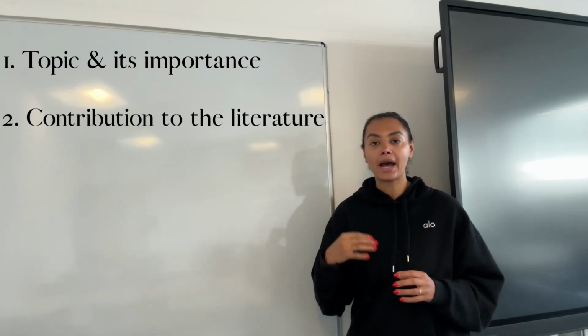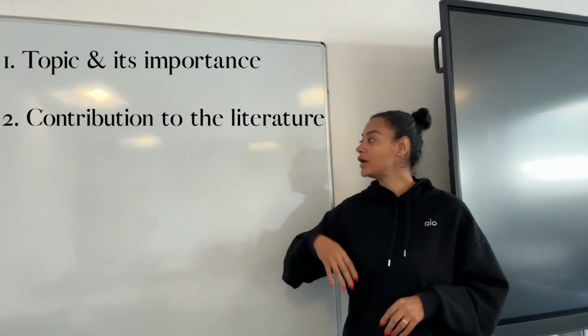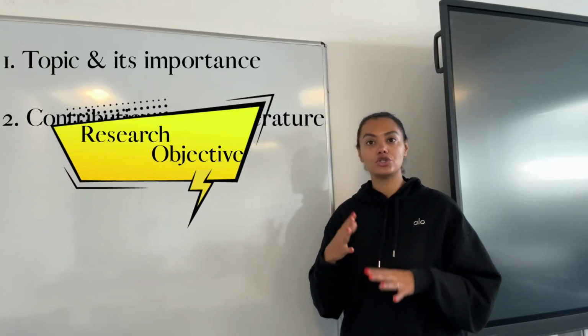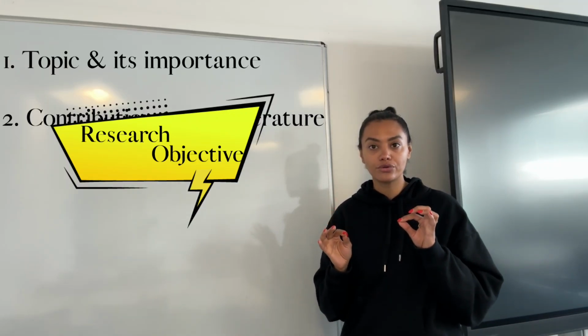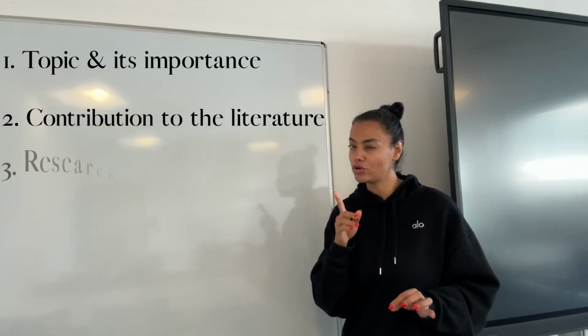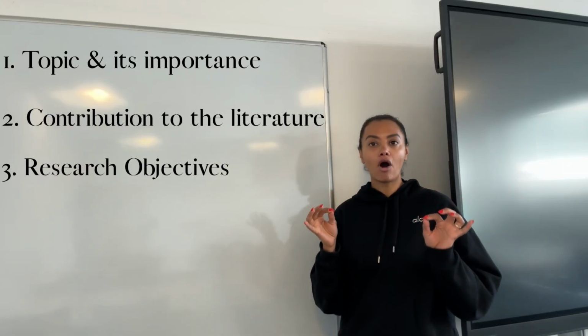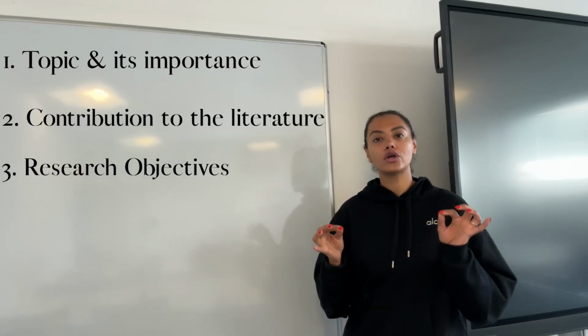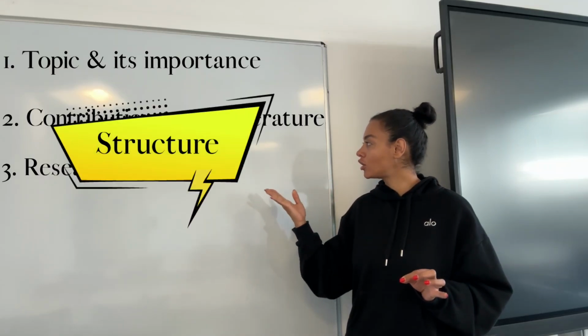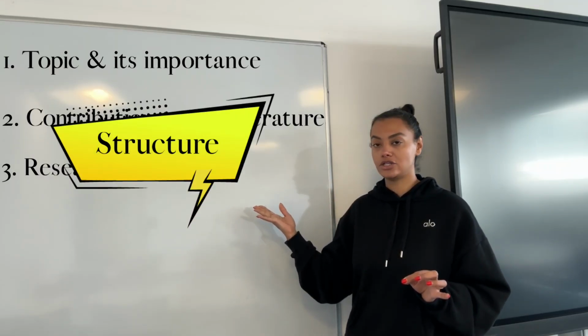The third paragraph, you're going to mention your research objectives. Usually, you need to have between 2 or 3 research objectives. I'm going to make another video explaining how to make your research objectives. The final paragraph, you're going to explain the structure of your dissertation.